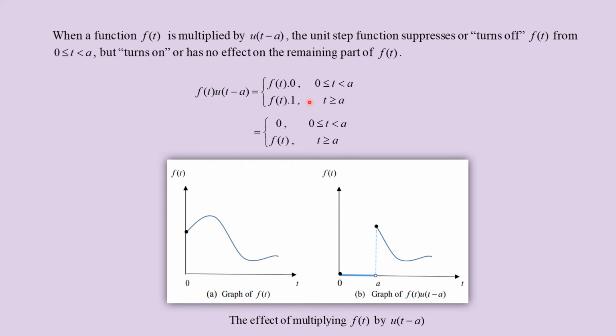So we say that when the function f(t) is multiplied by u(t − a), the unit step function suppresses or turns off f(t) for t larger than or equal to 0 and less than a, but turns on, or has no effect on, the remaining part of f(t).